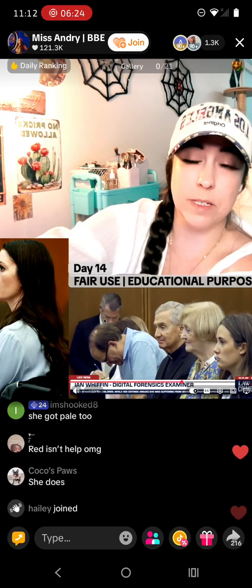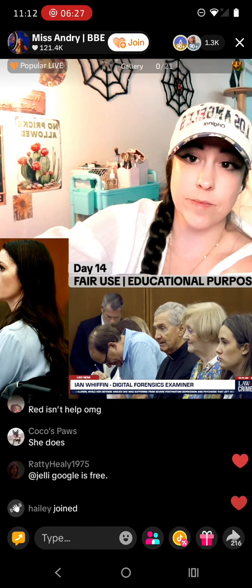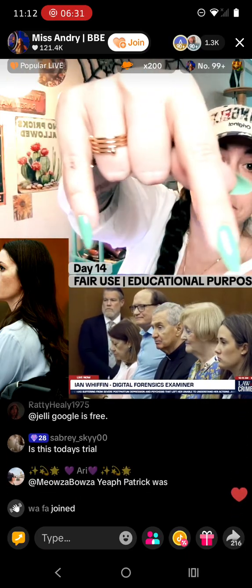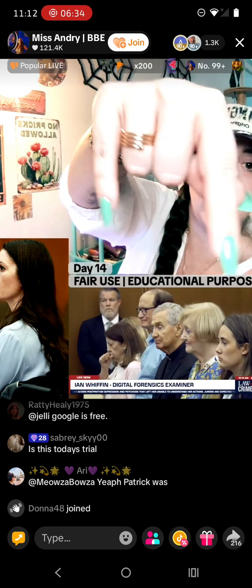Her dad's laughing about something. Those are her parents on this side, and their priest right here. I don't know who these people are.